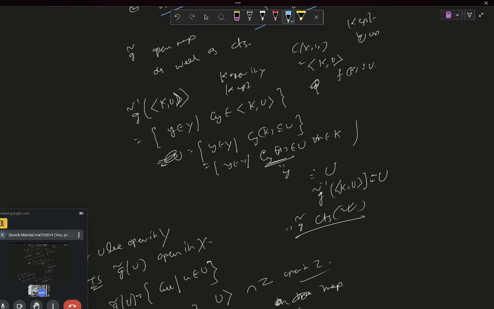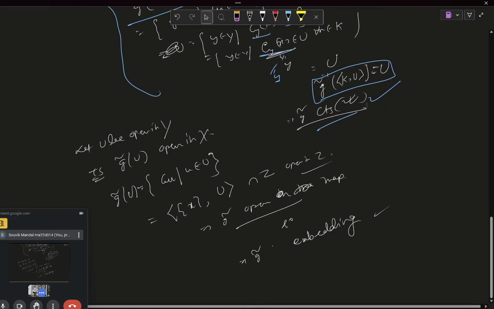Okay? So continuity first goes here: g tilde inverse of [K, U], basically all the y in Y such that c_y belongs to [K, U]. This is equal to what? This is all the y in Y such that c_y(K) is a subset of U, because this is by definition. And this is equal to all those y belongs to Y such that c_y(x) belongs to U for all x belongs to K, and this is exactly equal to small u. So g tilde inverse of [K, U] is equal to U. So g tilde is continuous.